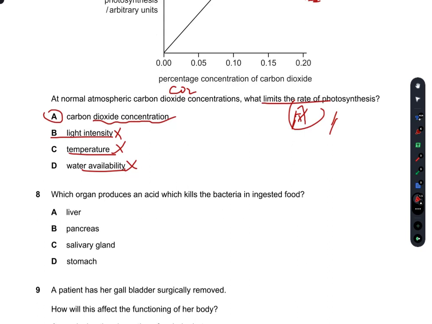Which organ produces an acid which kills the bacteria in ingested food? Liver, no. Pancreas, no. Salivary glands, no. Stomach, yes. Stomach does. So D is the right answer.